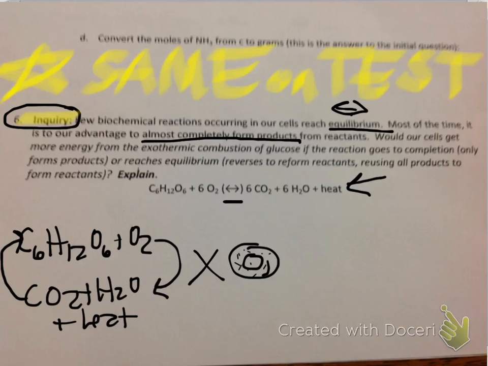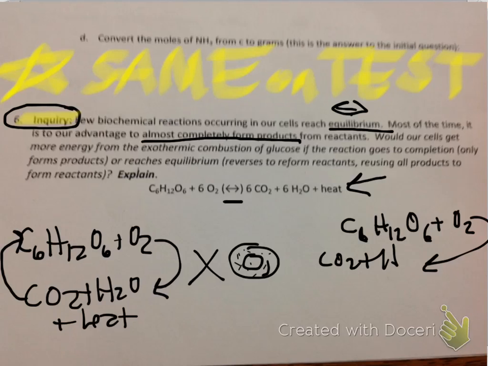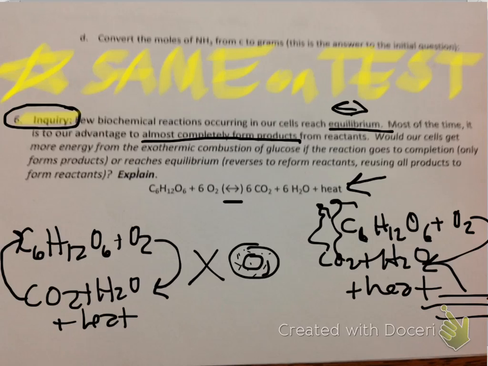So the cell gets no energy and it crumples up and dies. But if the reaction goes to completion, so we start with our C6H12O6, we add some oxygen, and we go completely to products, forming CO2 plus H2O plus heat. If we don't reverse it, we know that the CO2 kind of floats off into the air. The H2O will end up in a lake or something like that. The heat can go into our cells, and then our cells get happy because they have energy and can go. So, you want to almost completely form all products. So our cells would get more energy from the exothermic combustion of glucose if the reaction goes to completion.